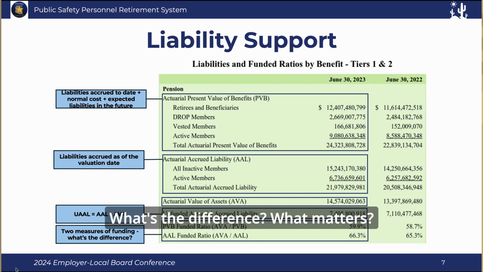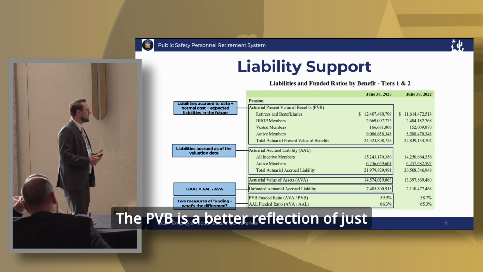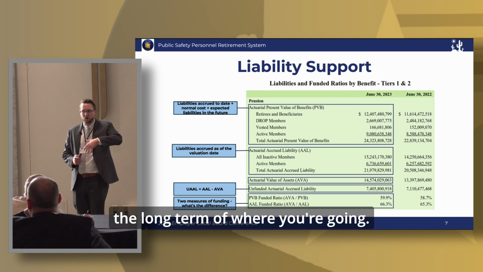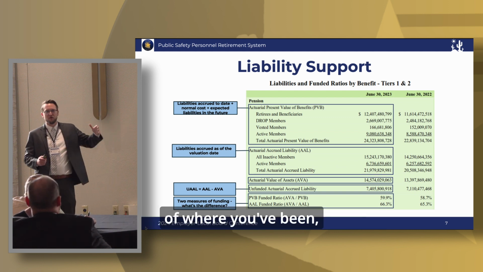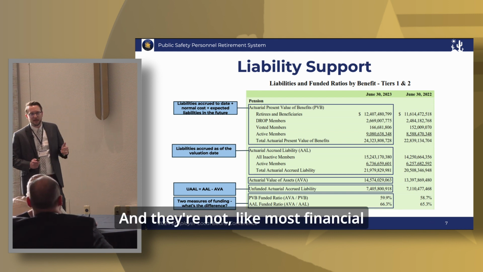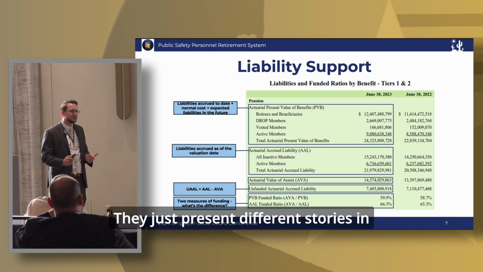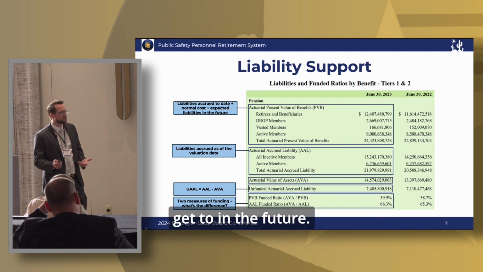What's the difference? What matters? It really depends where you are as an employer on the pension journey you're on. The PVB is a better reflection of the long term, of where you're going. The AAL is more a reflection of where you've been and how you're doing with all the liabilities that we've accrued today. And like most financial metrics, one is not better than the other. They just present different stories in telling what's going on in terms of the funded status of the plan and where you hope to get to in the future.